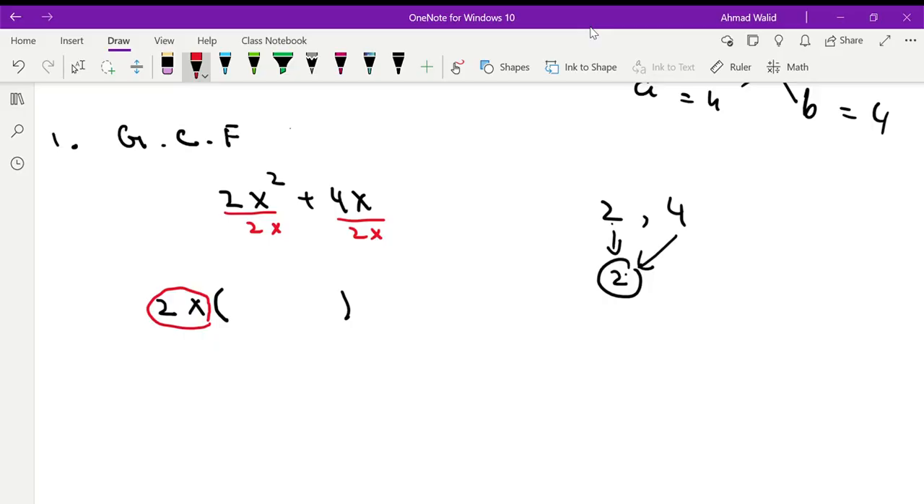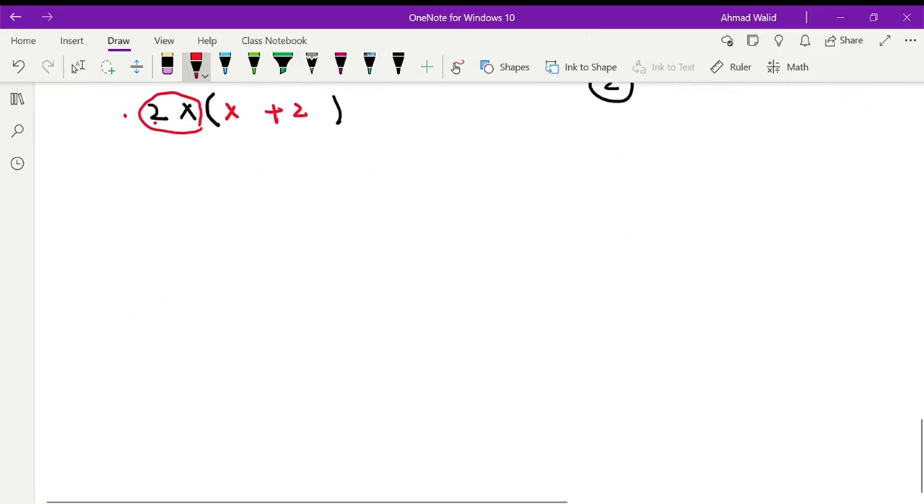2 divided by 2 gives you 1. X squared divided by x gives you x. Then positive, look, even I'm dividing the sign. Positive divided by positive gives you positive. 4 divided by 2 gives you 2. And x cancels out with x. It means you factor them out, right? 2x times x plus 2 is the factor of this given polynomial.